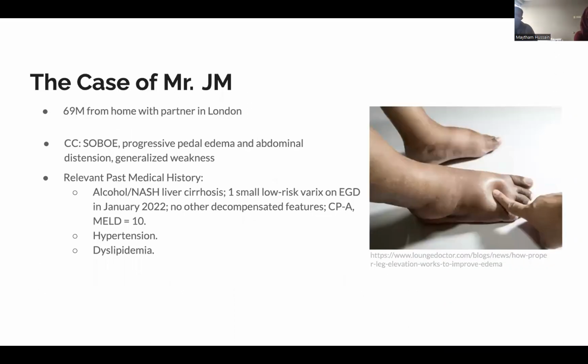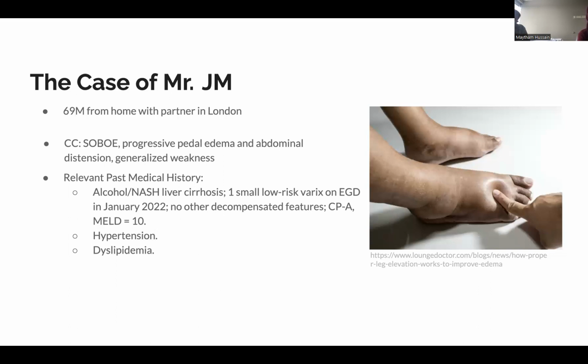So coming to our second case, this is Mr. J.M. He's a 69-year-old male from home with partner in London who presented to hospital with shortness of breath on exertion, progressive pedal edema, abdominal distension, and generalized weakness. This is in the setting of a past medical history of alcoholic and NASH cirrhosis. In terms of decompensating features, he does have one small low-risk varix on EGD, which was identified in January of 2022, so just this year.